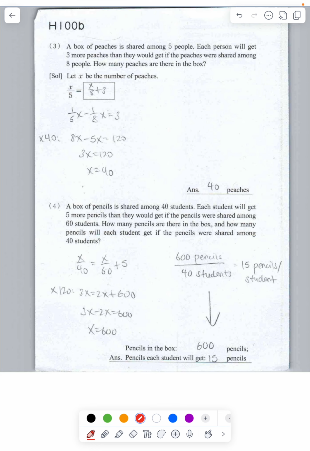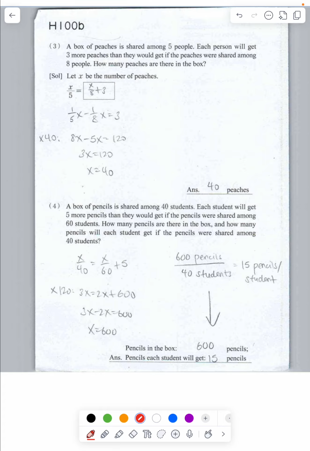A box of pencils is shared among 40 students. Each student will get 5 more pencils than they would get if the pencils were shared among 60 students. So now before we were doing multiplication, now we have to do divisions, right? How many pencils are there in the box? And how many pencils will each student get if the pencils were shared among 40 students? So there are a couple questions.